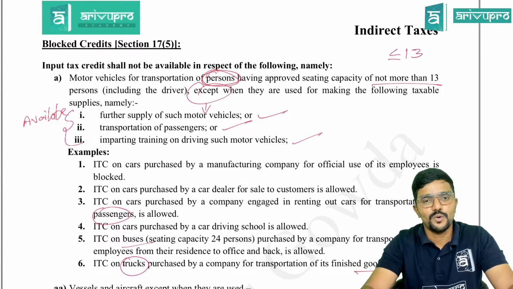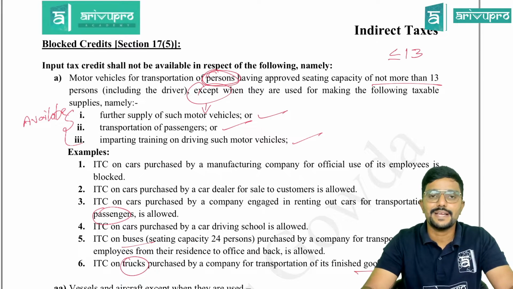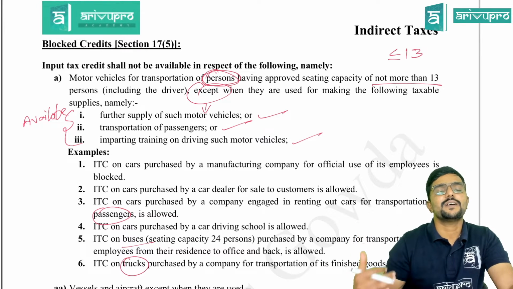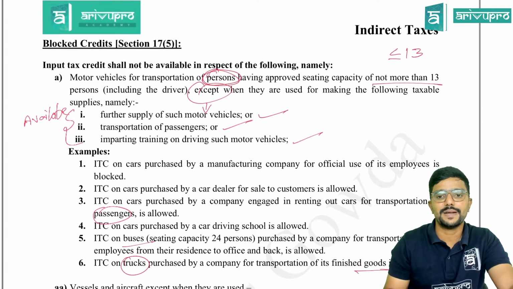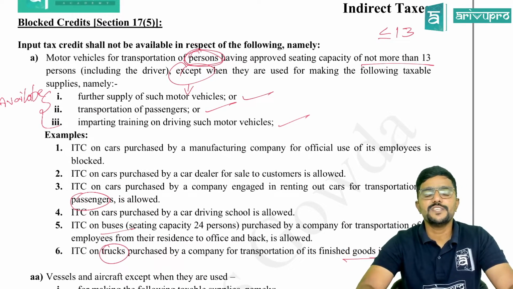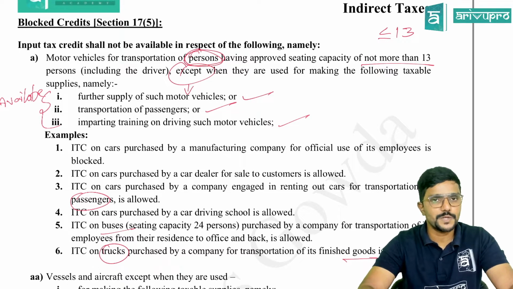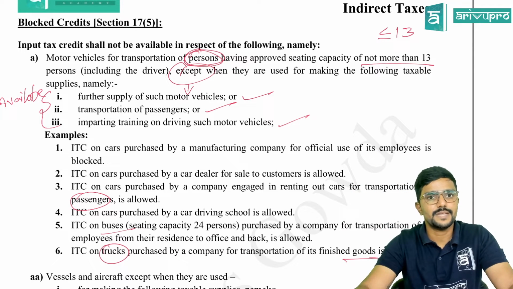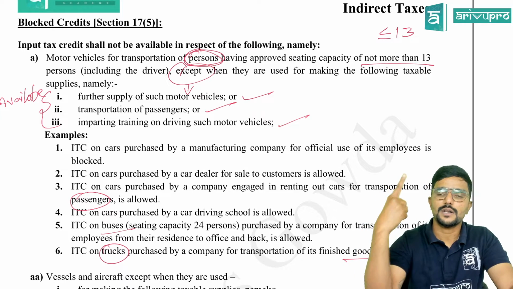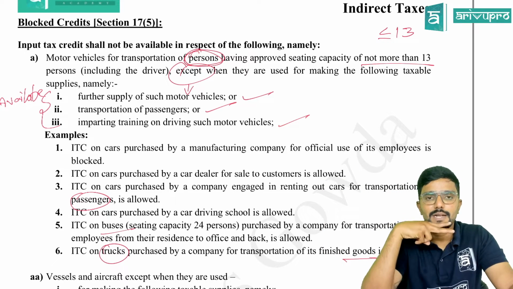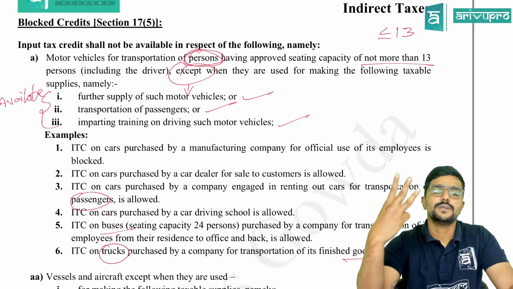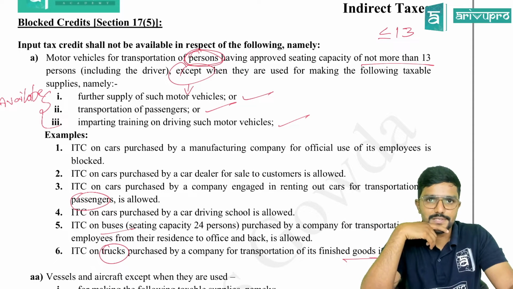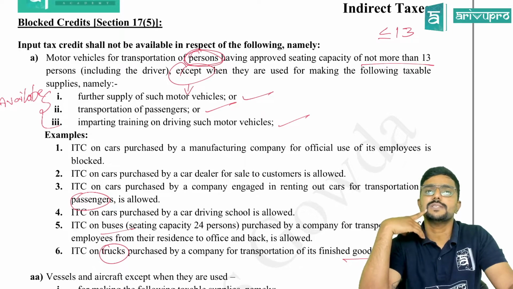Is that clear, guys? Hope it's clear for you. Please be careful with it. Exactly understand when credit is available or not available. Clear? I repeat this. Please pay attention. If a motor vehicle is used for the transportation of persons where the seating capacity is less than or equal to 13 persons, then credit is not available. But if it is used for the following purposes, credit is available. That is transportation of passengers, or further supply of the same car, or driving school. In these three cases, credit is available, guys. Clear? So this is what is given in clause A.